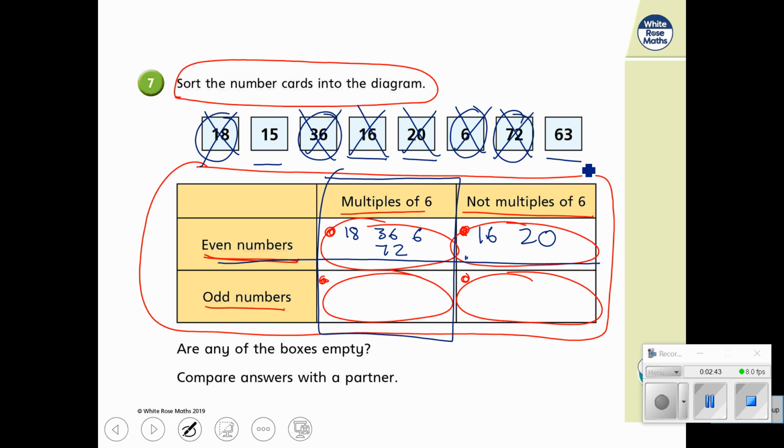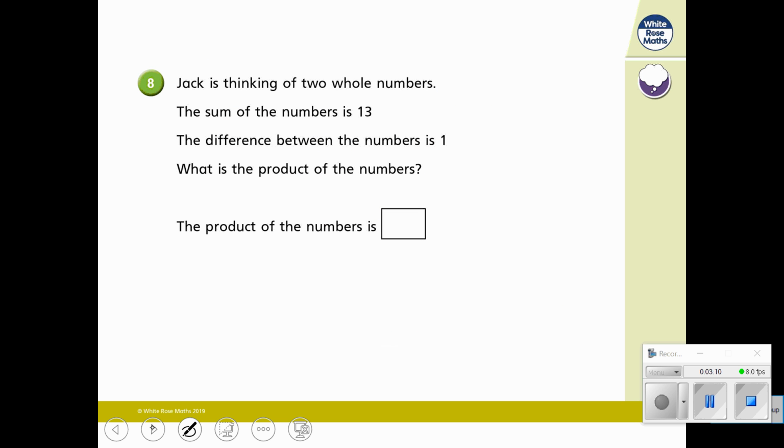I know that both of those numbers are odd. They can't be multiples of 6 because there are no multiples of 6 that are odd. So therefore, those 2 numbers must go in this box here. And if we look at the question at the bottom, are there any boxes empty? Yes, of course there is. There's this one: odd numbers that are multiples of 6. That's empty because they don't exist. Right, let's move on.